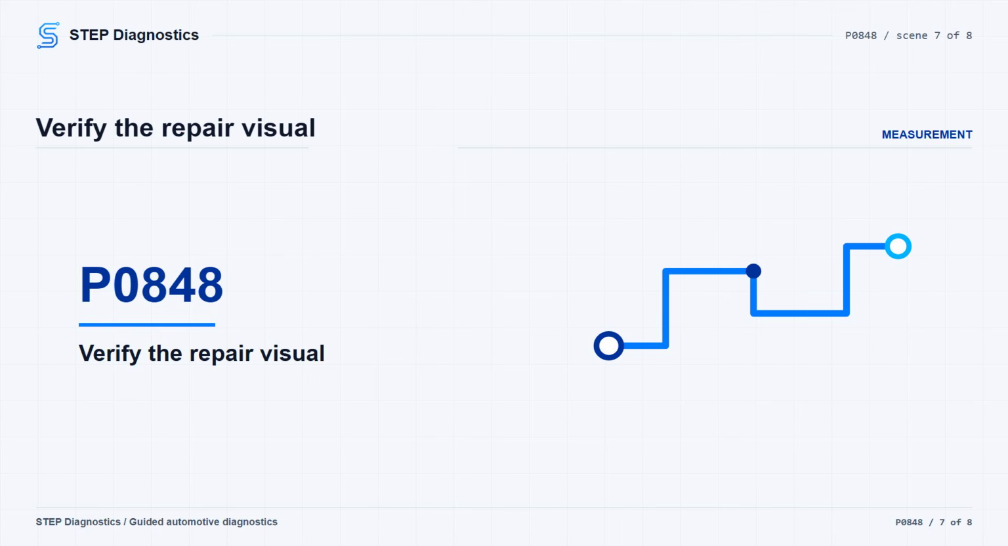If the status shows failed, go back to the beginning of this diagnostic path and recheck. If the PCM was updated, substitute a known good PCM and check the OBD status again. If it shows not completed, meet the test condition and check the OBD status again.